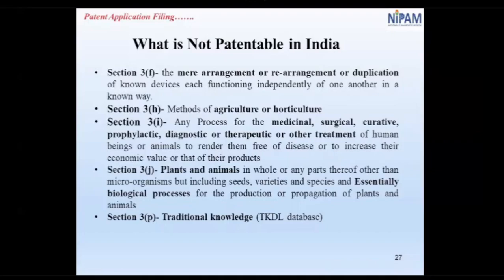It's not a product. So that's why section 3(i) reads, any process for the medical or surgical or curative or prophylactic, diagnostic or therapeutic treatment. It's not a product. You can claim a vaccine. That means your claim should read a vaccine composition comprising this, but you cannot claim a method of treating COVID, or a method of treating cancer. That cannot be allowed under section 3.